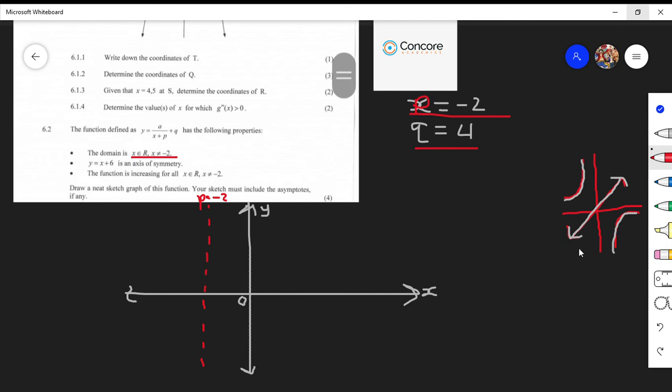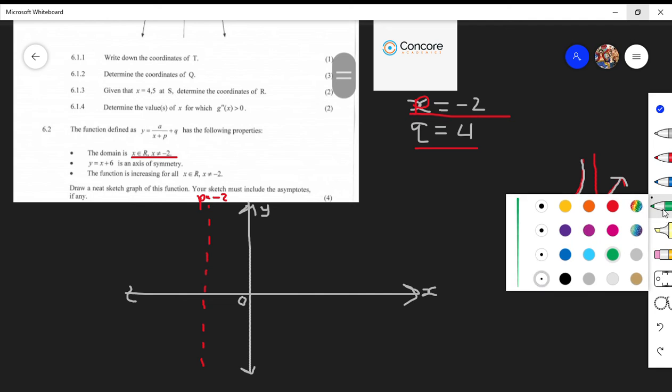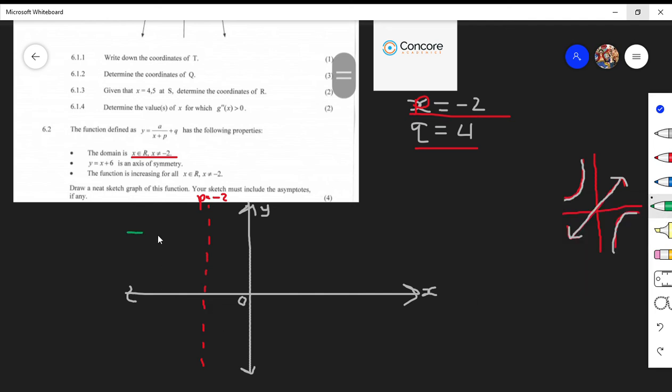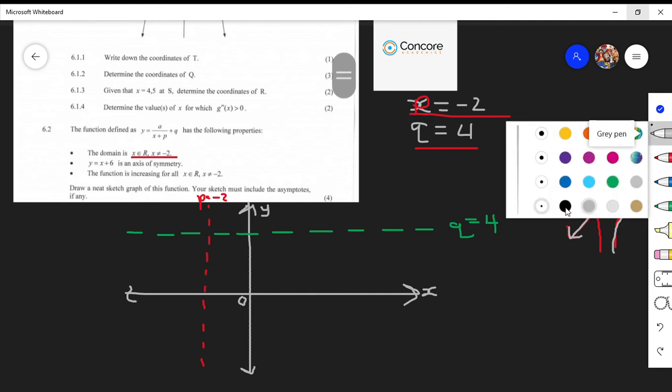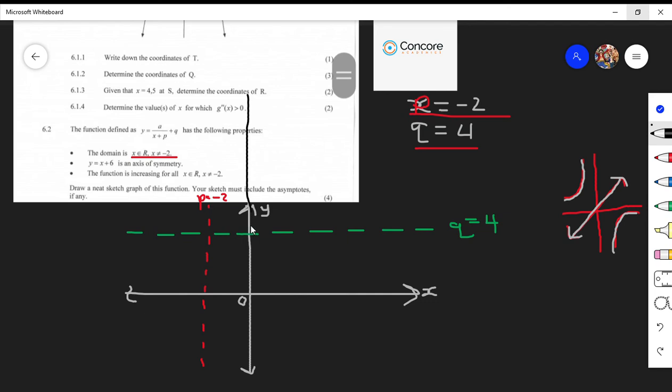We can have, let's make it a different color, +4 somewhere here. And q is equal to 4. Okay, so let's actually extend our axis for this.